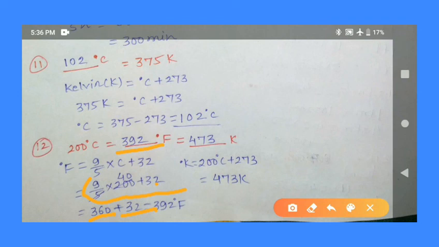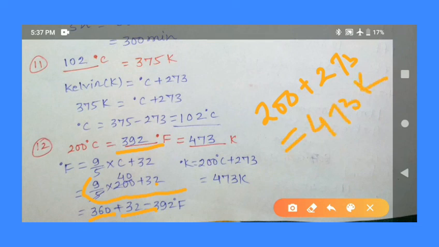And then 200 degrees Celsius in Kelvin. If we have to convert 200 degrees Celsius in Kelvin, then just add 273. You will get 473 Kelvin. So this is all about the conversion of degree Celsius to Kelvin of question number 12.